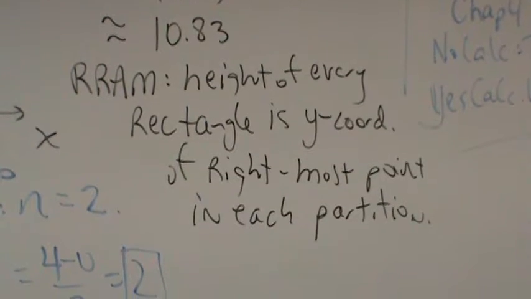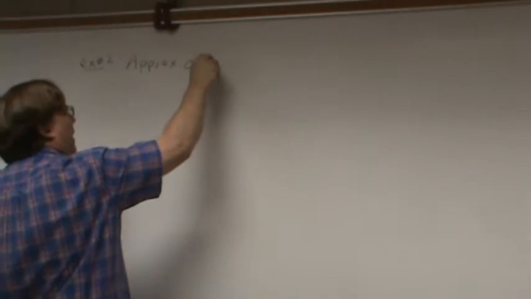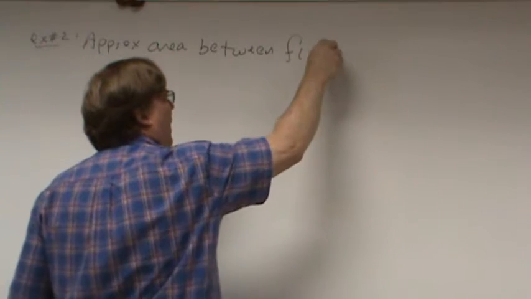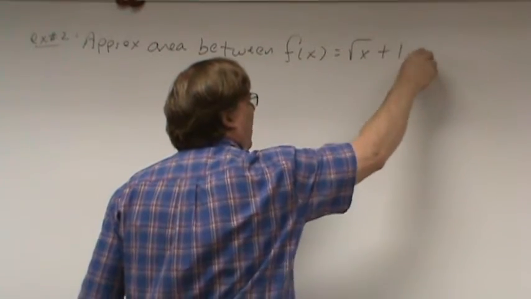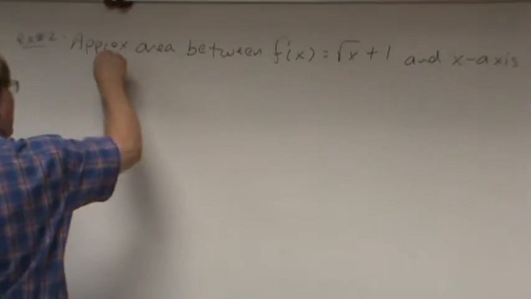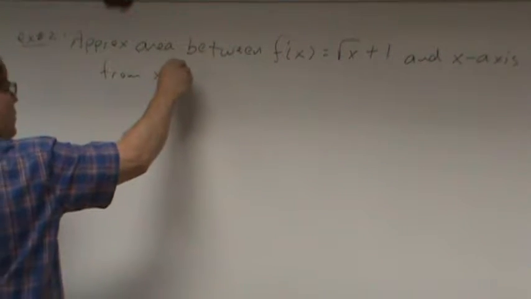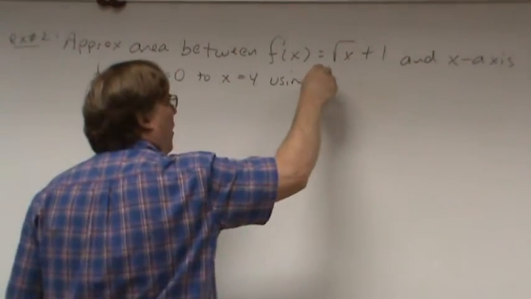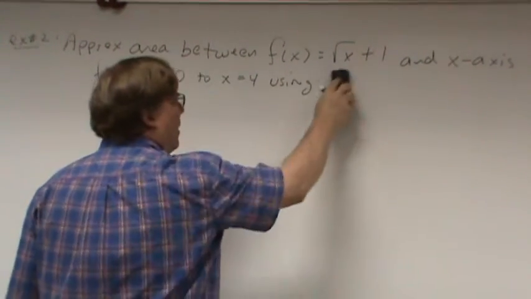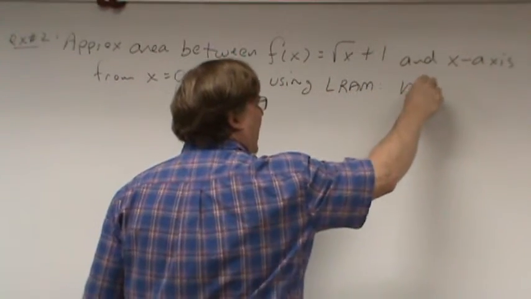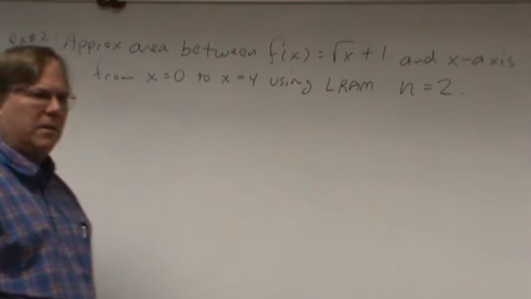Example number 2. Approximate the area between f of x equals the square root of x plus 1 and the x-axis from x equals 0 to x equals 4 using LRAM and n equal 2, just 2 rectangles. Good luck. Please do that now.